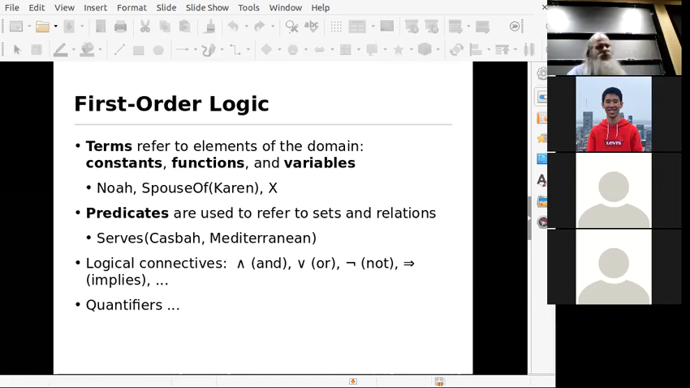Quantifiers are probably the things you're less familiar with. Quantifiers in first order predicate logic: for every variable that's introduced, there must be a quantifier that that variable is within the scope of.